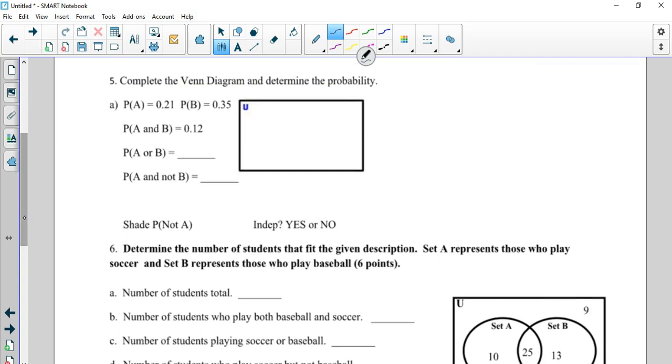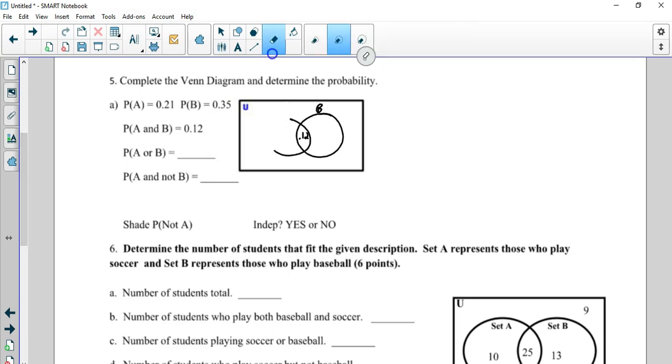Okay, Venn diagram. So you just make 2 circles. A here, B here, label it. Okay, and then it says the probability of A and B. That's in the middle. That's 0.12 in the middle. Yeah, that was given. Okay, so 0.12 in the middle, and it says 0.21 for A. 0.21 is A, and 0.35 is B.